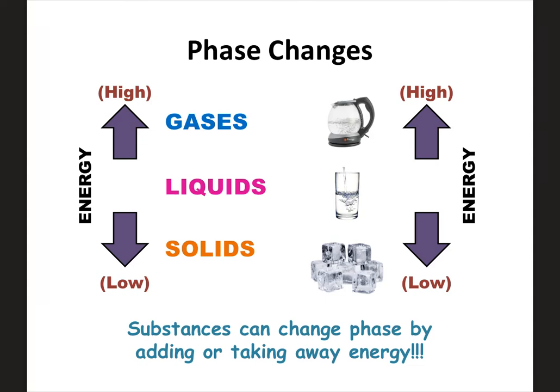So if you wanted to freeze something, if you wanted to freeze water, think about what you would do. You would make it colder. You'd put it in the freezer, right? So in order to do that, you'd have to take away energy. You put it in the freezer. If you had liquid water and you wanted to get it to turn to a gas, you would put it on the stove, heat it up. All right, you'd add energy to get it to go to a gas. So all you're doing to get a substance to change phase is add energy or take it away.